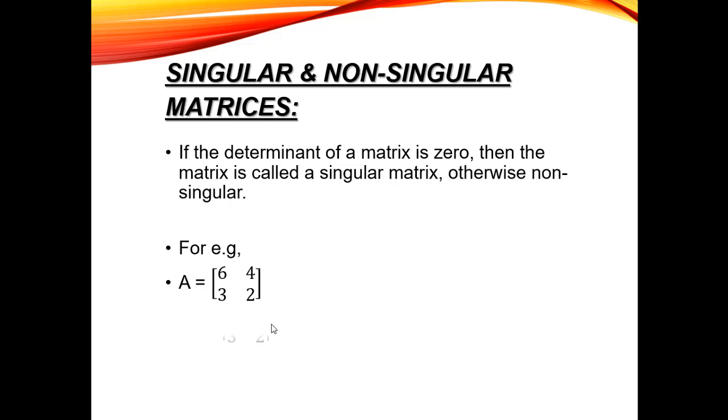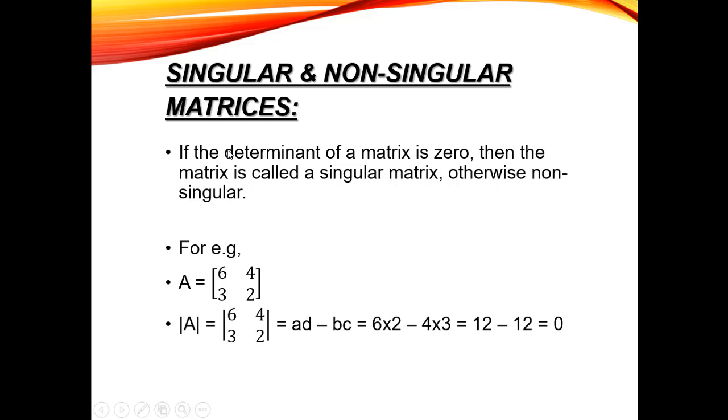First of all we are going to find the determinant of this matrix by applying the same formula, ad minus bc. ad means 6 times 2 minus bc means 4 times 3. So 6 times 2 is 12, minus 4 times 3 is also 12, and when we subtract 12 from 12 we get the answer 0. That means the determinant of this matrix is 0, and the statement states that if the determinant of any matrix is 0, that kind of matrix is known as a singular matrix. That means matrix A in this case is a singular matrix.